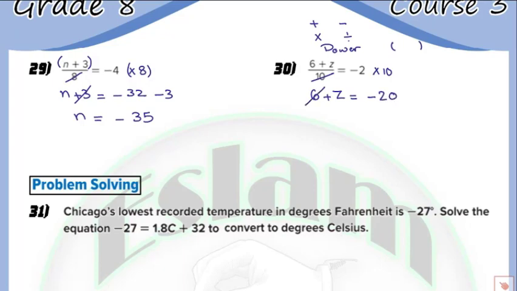Now we have plus 6. So by subtracting 6, it means z equals negative 26. And that's how we can solve the two-step equation.